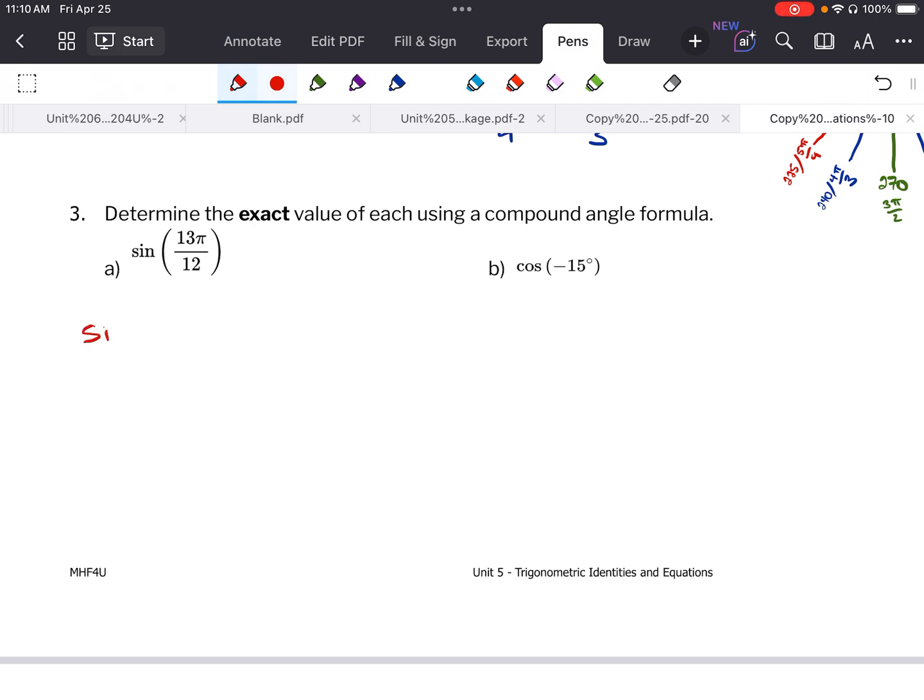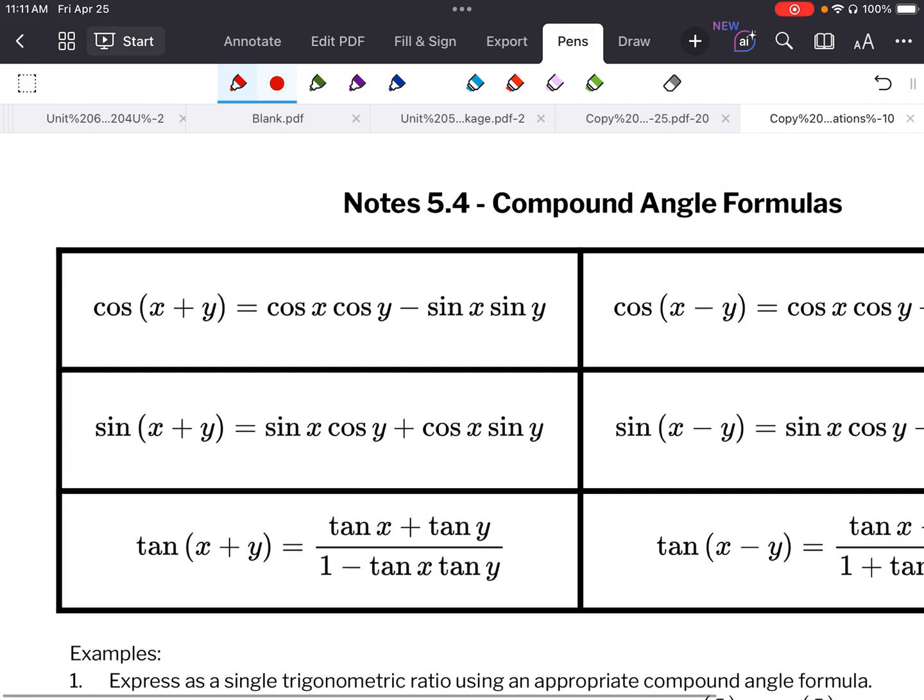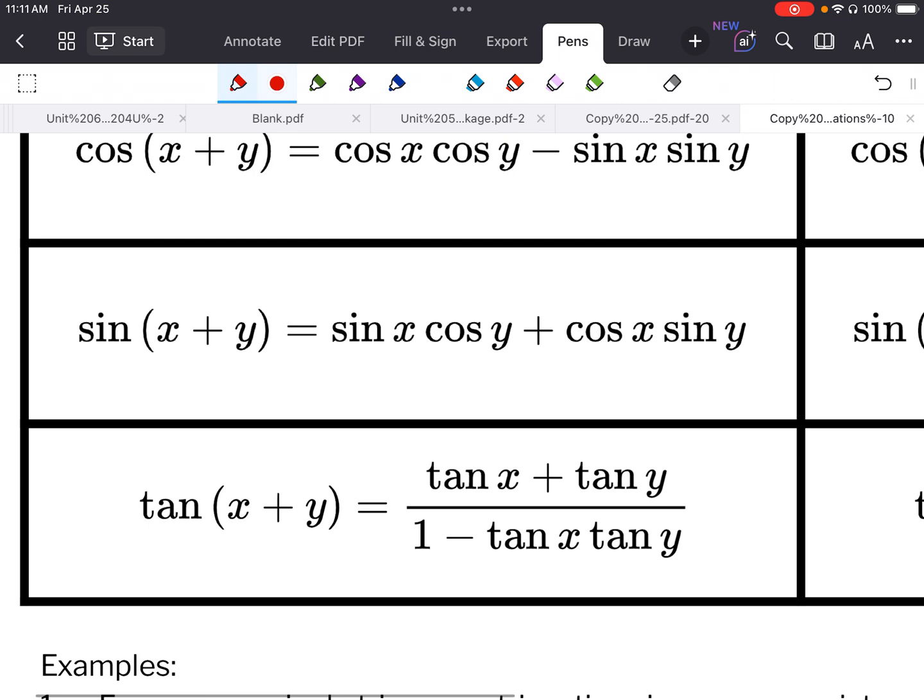And this will just take some time of working with it, and you'll get used to figuring out which ones work. I'm going to use sine of 3 pi over 4 plus pi over 3. Okay, as a denominator of 12, that would be 9 pi over 12 plus 4 pi over 12, and 9 plus 4 is 13. Okay, so we have a sine x plus y formula here. So we're going to look at the top here. Sine x plus y is sine x times cos y plus cos x times sine y.